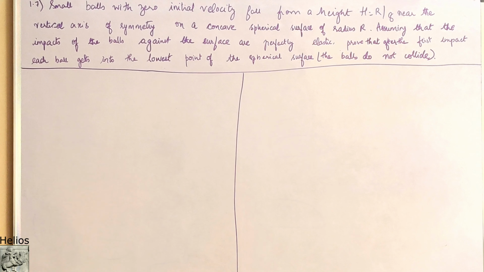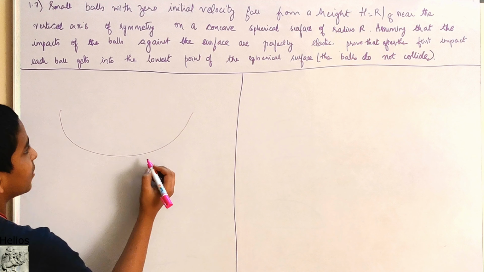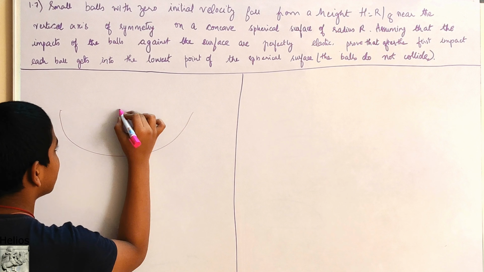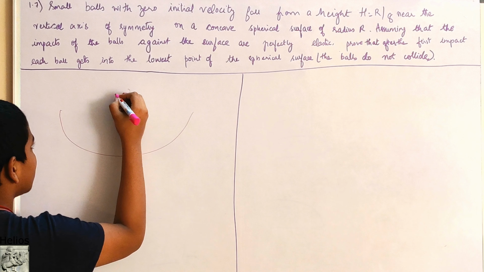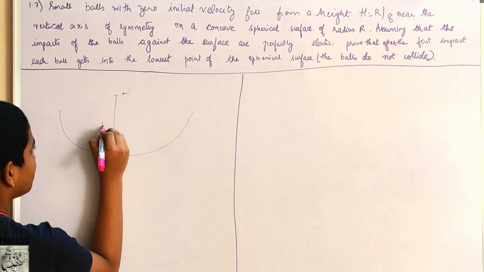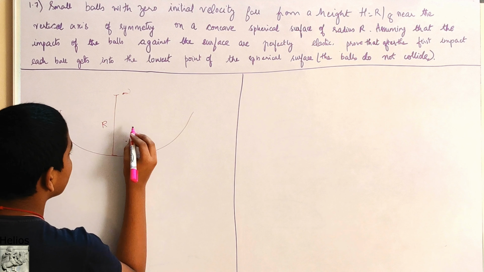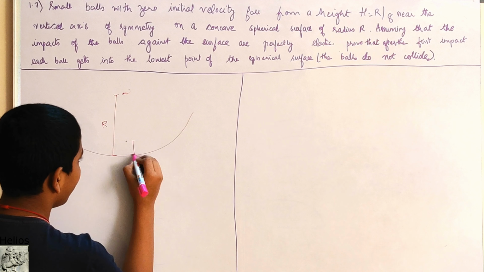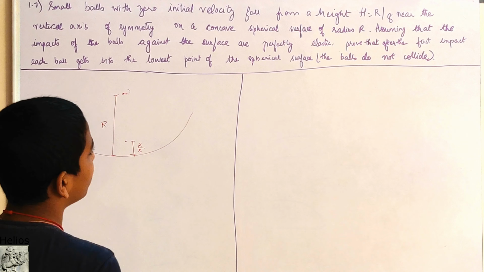Assuming that the impacts of the balls against... let us assume this is the concave spherical surface. Let the radius be r. This is radius r, and the balls fall from here. That is r by 8. Let us consider one ball first.